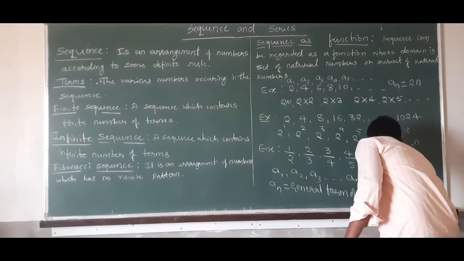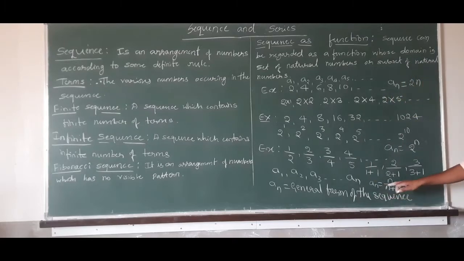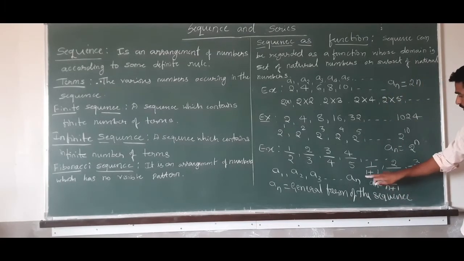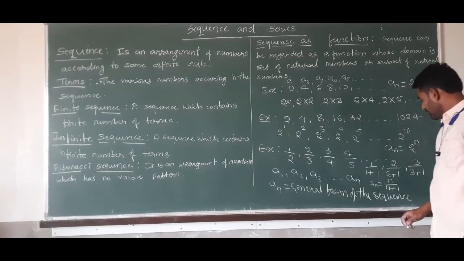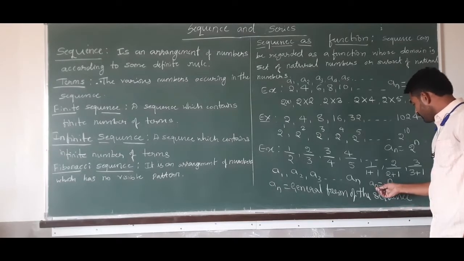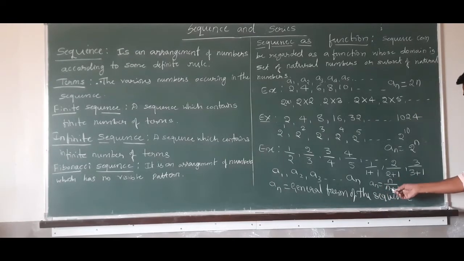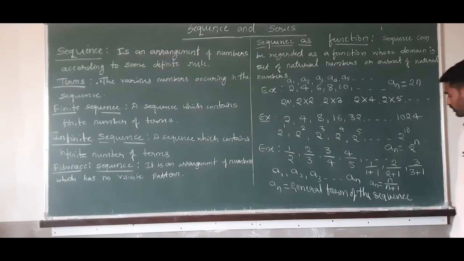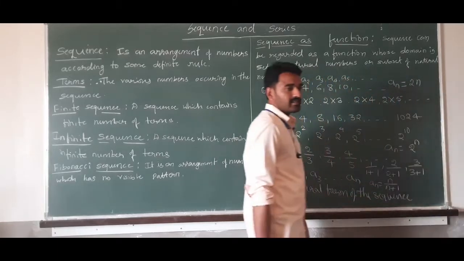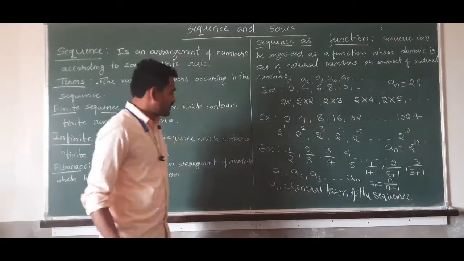So a_n is equal to n divided by n plus 1. Similarly, 1 divided by 1 plus 1, 2 divided by 2 plus 1, 3 divided by 3 plus 1. The nth term is written as a_n is equal to n divided by n plus 1. So the nth term is known as the general form of the sequence.